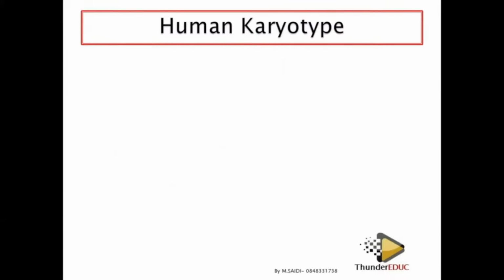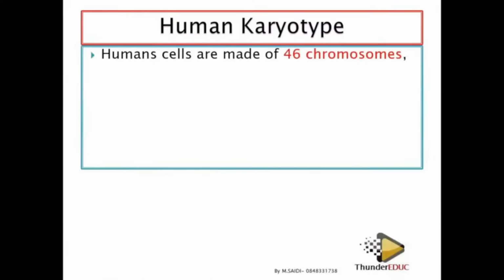So let's look at the karyotype, the composition of the nucleus. Which kind of nucleus do you have? Karyo is derived from nucleus, and type is the type of chromosomes. So which type of nucleus do humans have? That's where the name karyotype is derived from.